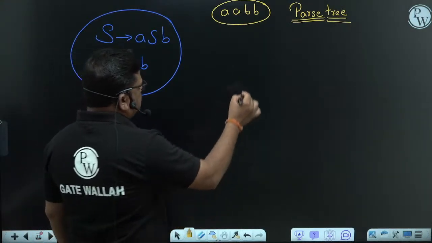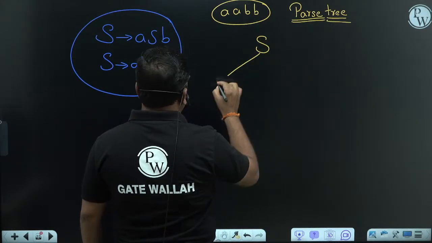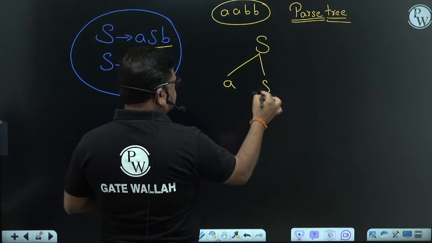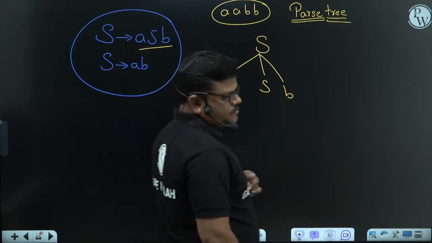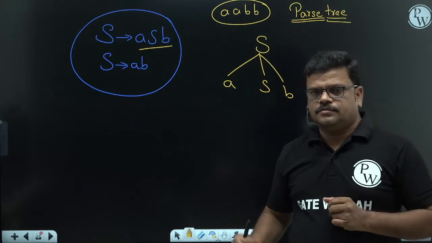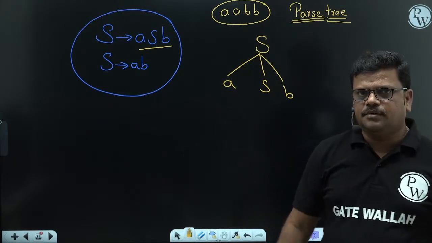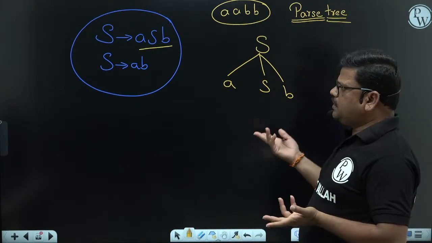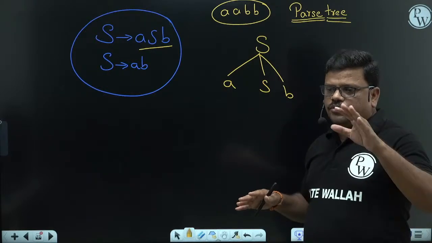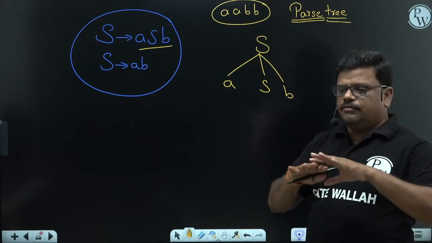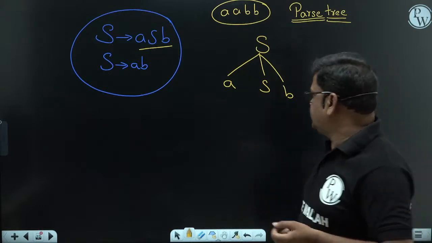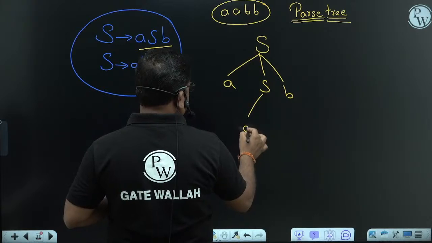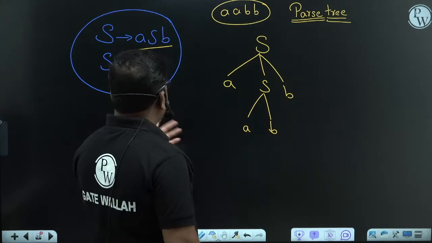Start from the starting symbol S. Take its right side production. Then all the non-terminals will be expanded. Terminals have no production, so no need. All the non-terminals will be expanded until every leaf node becomes a terminal. Again, S will be expanded. In order to generate this, S is replaced by AB.